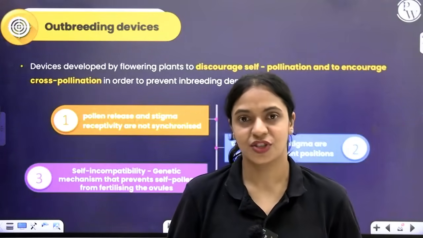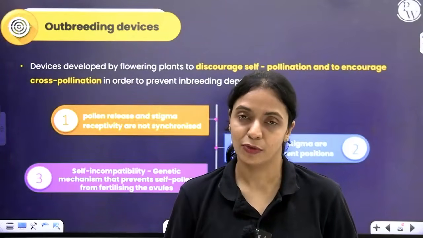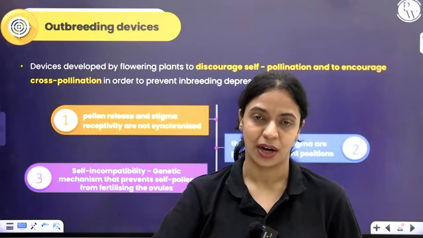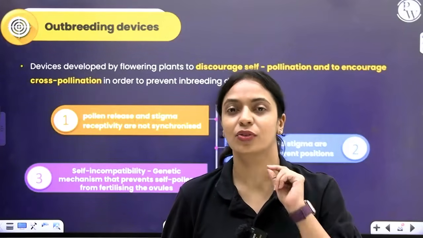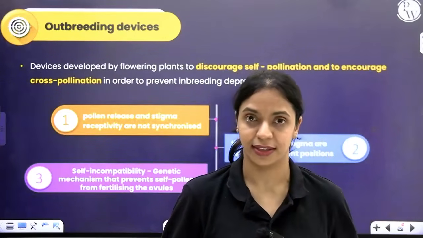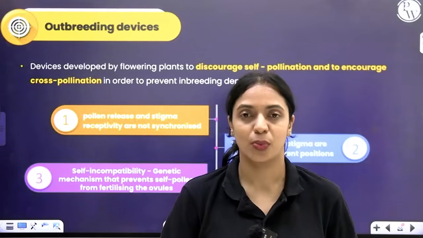It is basically a genetic mechanism. If a pollen grain from the same plant falls on the stigma belonging to the same plant, the stigma will not even allow that pollen to germinate. It will not allow the formation of pollen tube and reject it right there. So that is another way of ensuring that cross-pollination takes place.